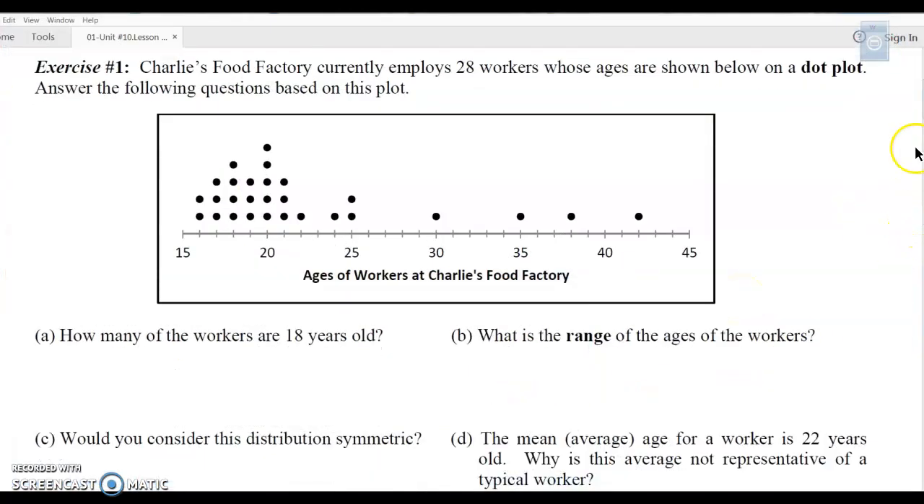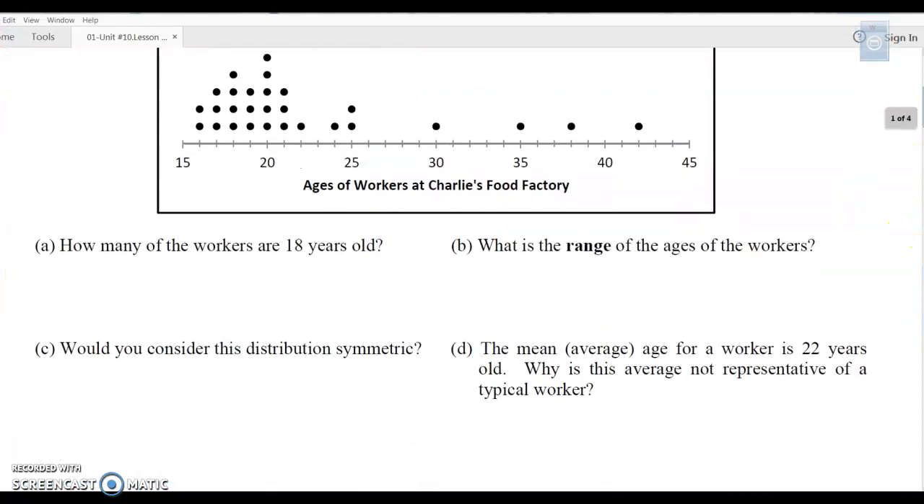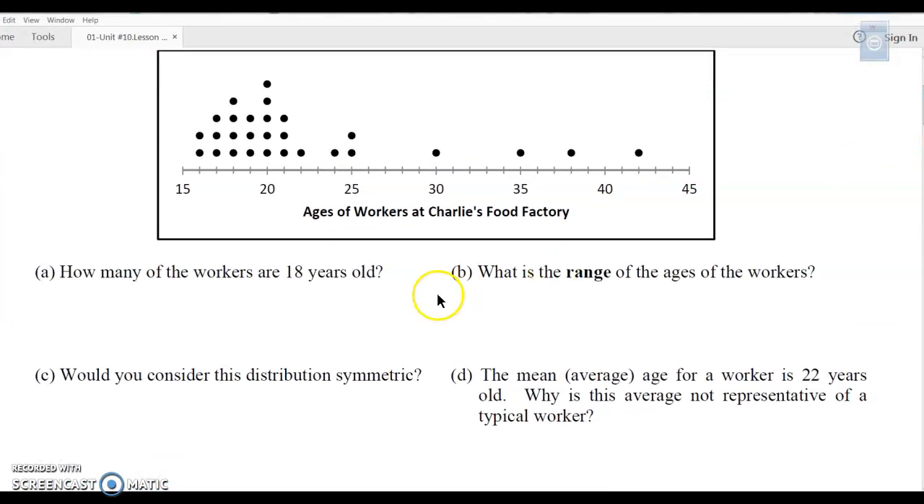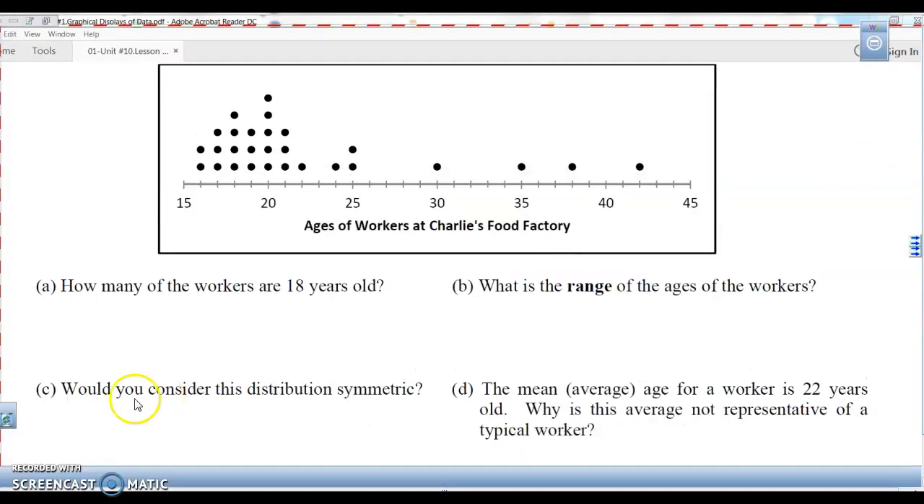Okay, the next thing we want to talk about is symmetry. Would you consider this distribution symmetric? A symmetric distribution would look like it has a bump in the middle. It would look like this. That is symmetric. It clusters around the center and it's even on both sides.